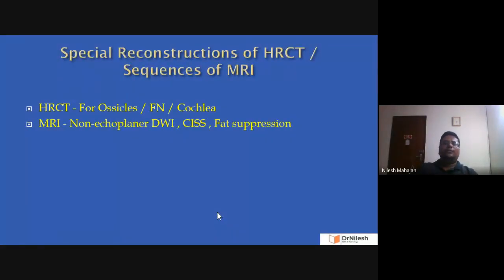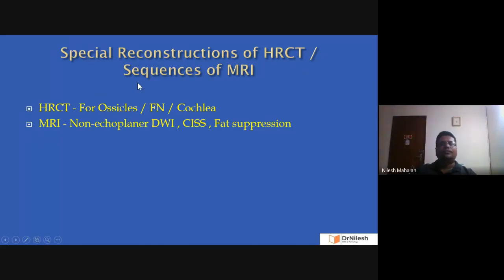Then what special reconstructions of HRCT and sequences of MRI are required? So for HRCT special reconstructions, generally, if you are operating for any case, the first importance we give is to the disease clearance, then hearing improvement. To see for hearing improvement, you need to see the ossicles very properly.